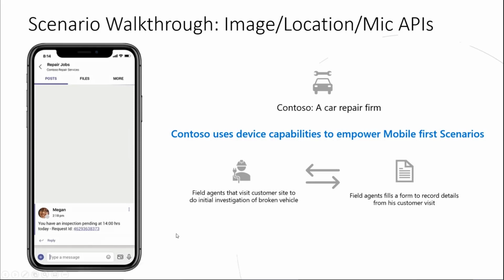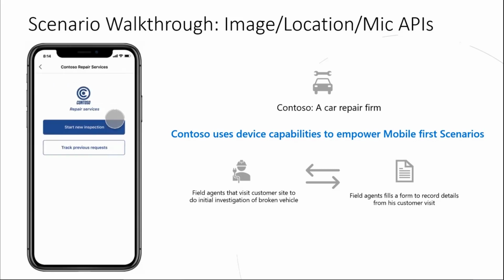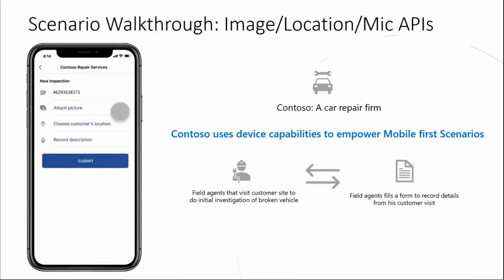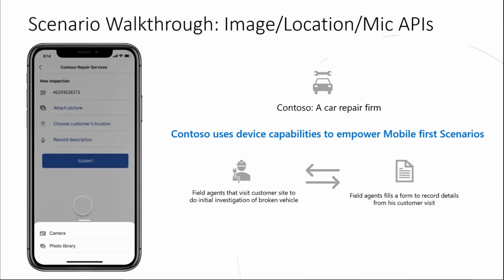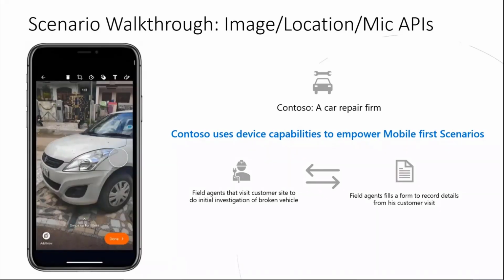With the help of a number of device capabilities now enabled on the Teams platform, Contoso has enabled a tab app that lets field agents record information easily on Teams itself that is instantly viewable on the Contoso repair channel. The field agent can quickly create a new inspection item and raise a ticket. The field agent can use the attach picture option to capture images of the car using Office Lens. They have the option of choosing these images from the gallery or clicking them with the camera. Using the multiple image support, the field agent can upload multiple images of the car at the same time.